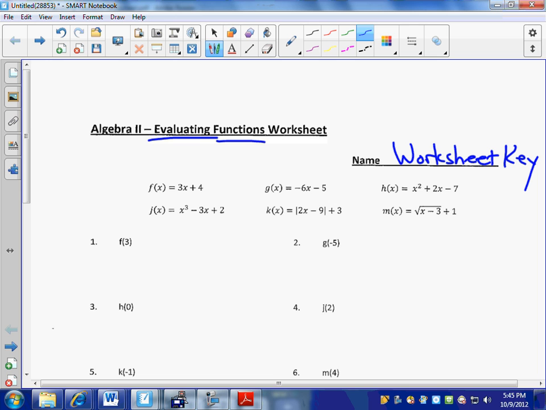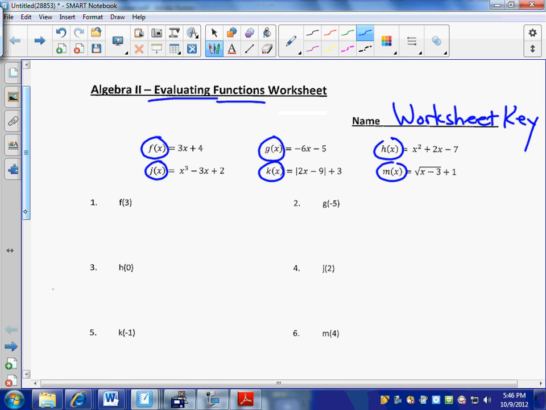First off, you can see that functions have different names. This one's called f, this one's called g, h, we have j, we have k, we have m. So we have all sorts of different functions that you can plug values into. The first question is wondering what f of 3 is. So f of x is equal to 3x plus 4.